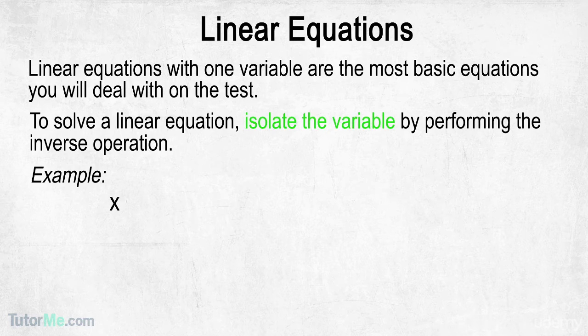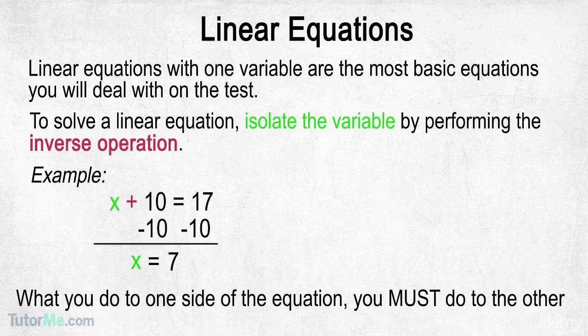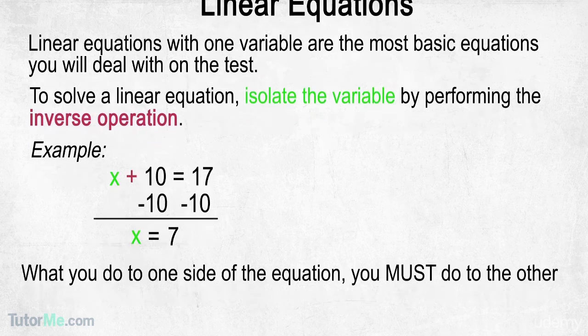For example, x plus 10 equals 17. So we'll want to isolate x, and the way to do this is to perform the inverse operation, which in this case would be subtraction. So subtract 10 from each side of the equation, and we get x equals 7. One of the golden rules of algebra is, what you do to one side of the equation, you must do to the other side of the equation.